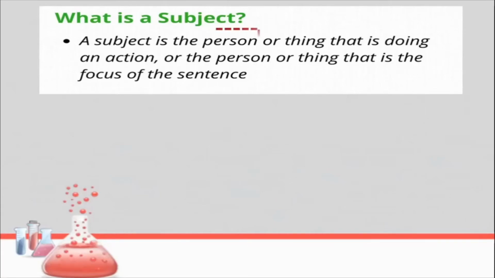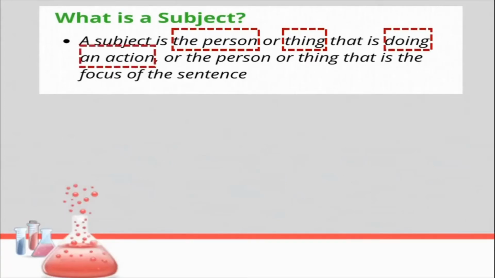Okay? So the subject is a person. It can be a person, a human being, or it could be a thing. Remember, it could also be an animal, alright, which is doing the action. So there is some action which is happening and the person or the animal or the thing which is doing the action could be the subject. Or else, it is also the person or thing that is the focus of the sentence. So what is the main idea in the sentence? What is the main focus of the sentence? That is the subject in a sentence.